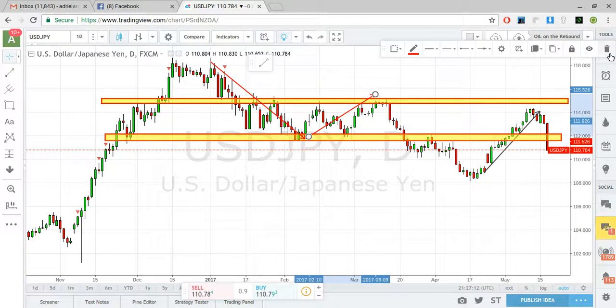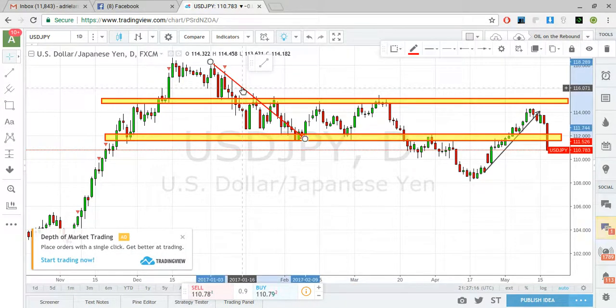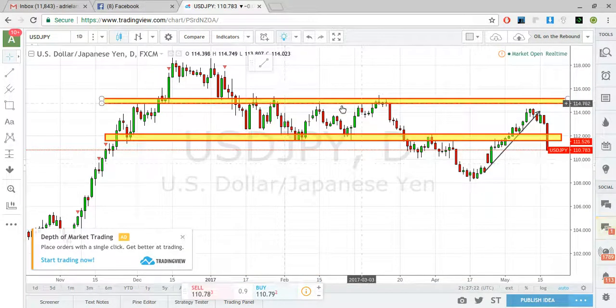I have highlighted here in the yellow and red box areas of support and resistance. This is an area of previous structure where we had some support turn resistance, and then another area right here of support that turned into resistance. So overall, this is a downtrend. I was looking for a spot to sell this.